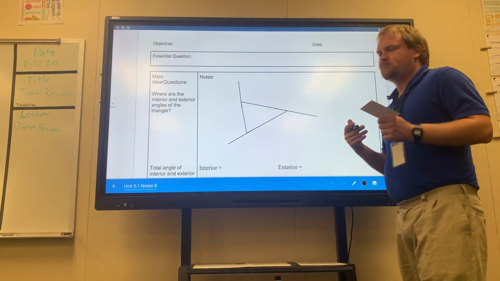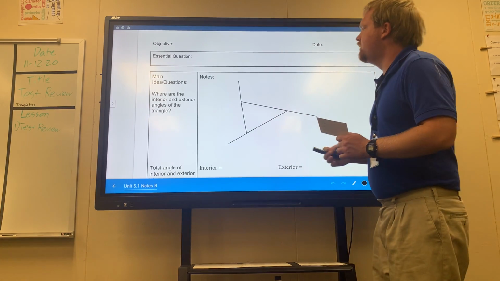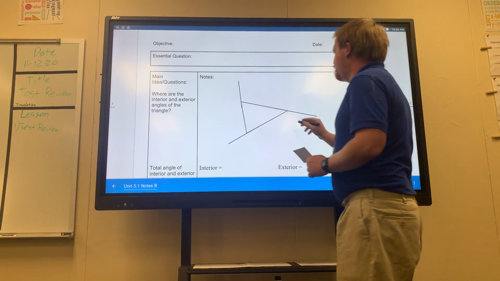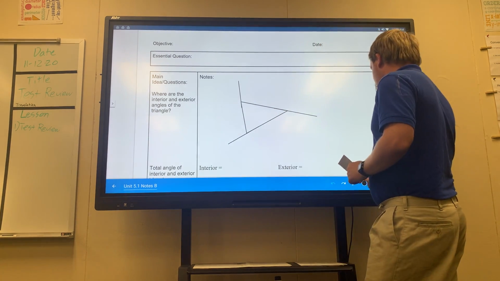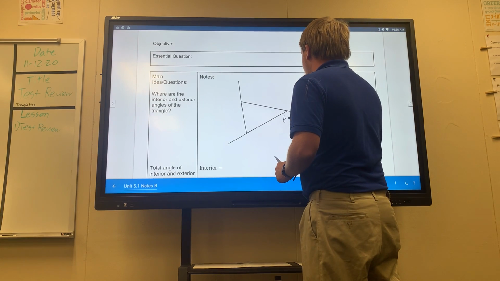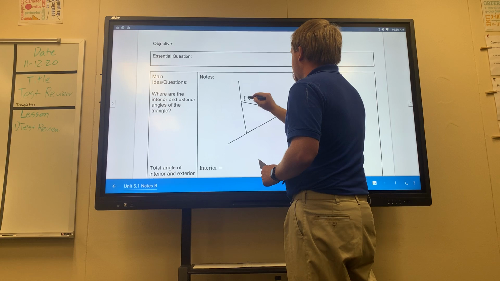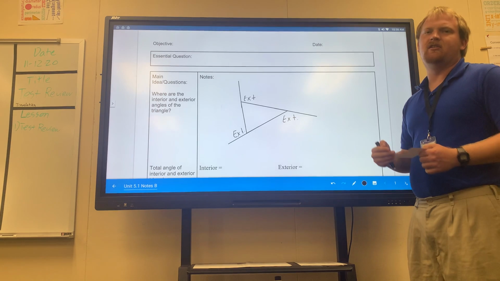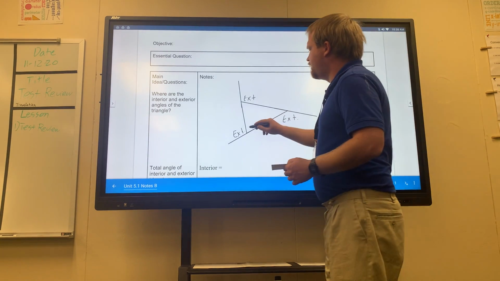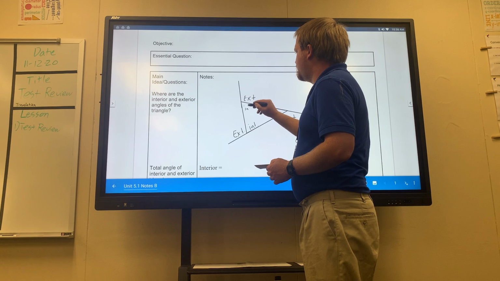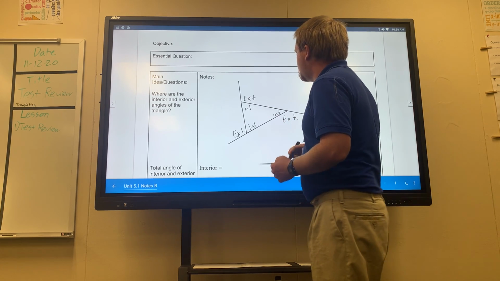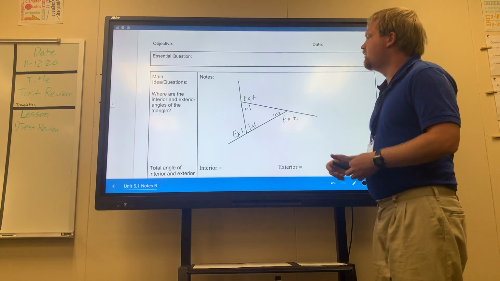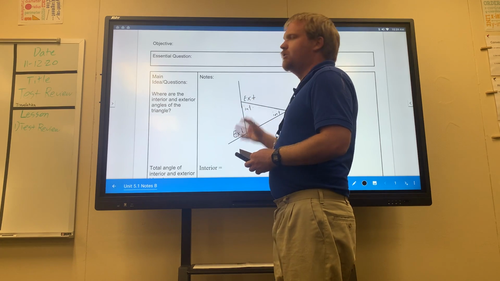Okay, so basically, just to let y'all know, if I were to extend the line from each side of the triangle, the angles that are outside here are what we call exterior angles. So any angle outside of the triangle where we extend the line is an exterior angle. Any angles inside, obviously, are interior angles. Anything inside is interior, anything outside is exterior. Okay? So this is to be clear of which one is which.